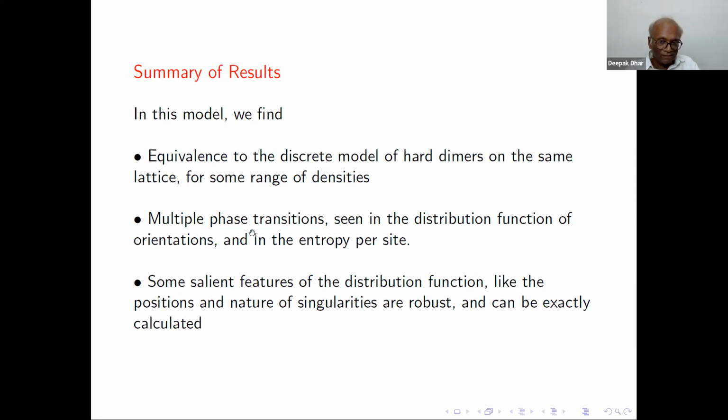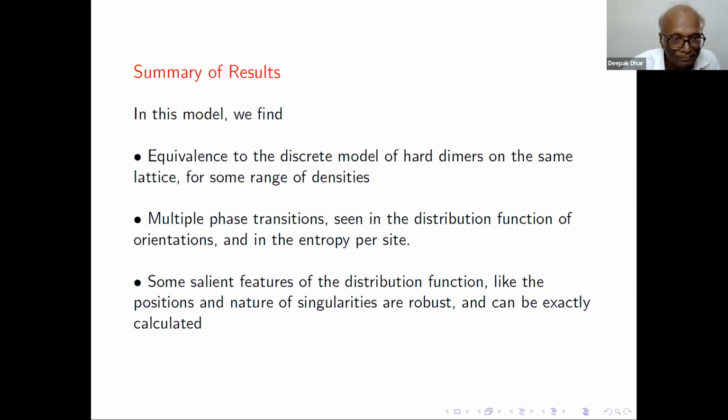Second is that you actually see multiple phase transitions in the hard rods models. You actually get an infinite number of distinct phases. And these can be seen in the entropy per site. They are thermodynamic phase transitions. And the third point is that we can actually show that the distribution function of orientations has some singularities as a function of orientation. And these singularities are robust, and their positions and nature can be exactly calculated.